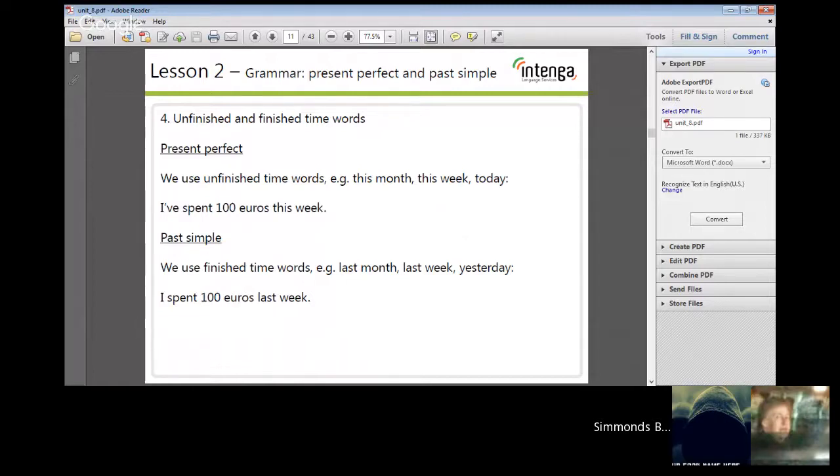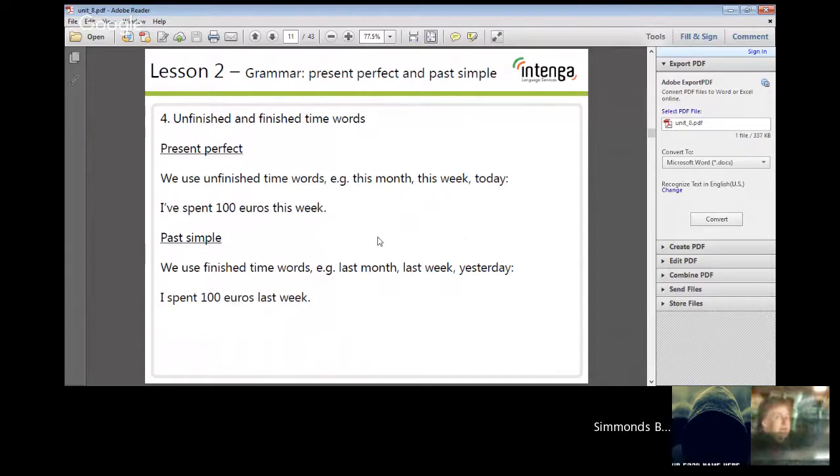Okay, number 4, finished time words. We use unfinished time. Example, this Monday, I spent 100 euros this week. So it's simple. We use the first example, last month, where I spent. Okay, so again, a little difficult to hear you, but more or less.